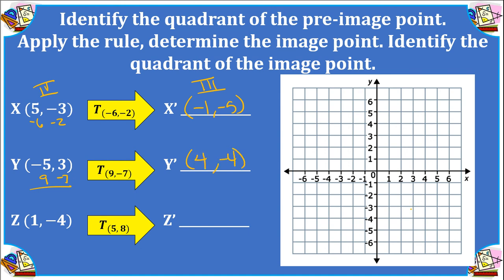So (4, -4) is in quadrant 4, and we started in quadrant 2. Z is in quadrant 4, and we are moving Z 5 units to the right and 8 units up. So that puts Z prime at (6, 4), which is in quadrant 1. And I hope this helps.